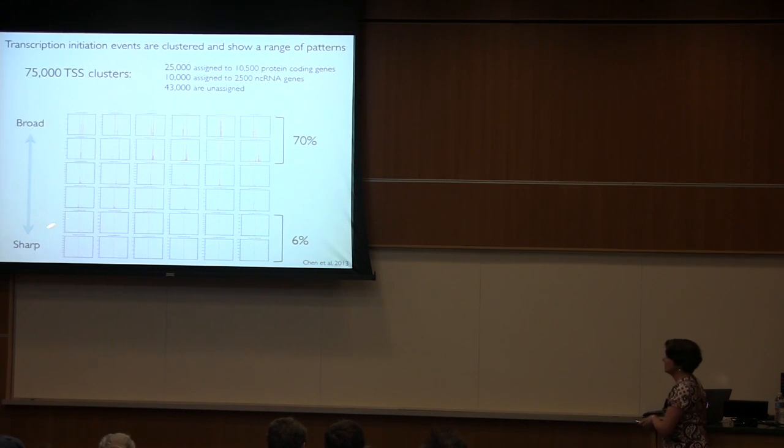And these ones tend to have TATA boxes. So TATA boxes also are very rare, only about 5 or 6% have them, and they tend to have more sharp initiation sites.